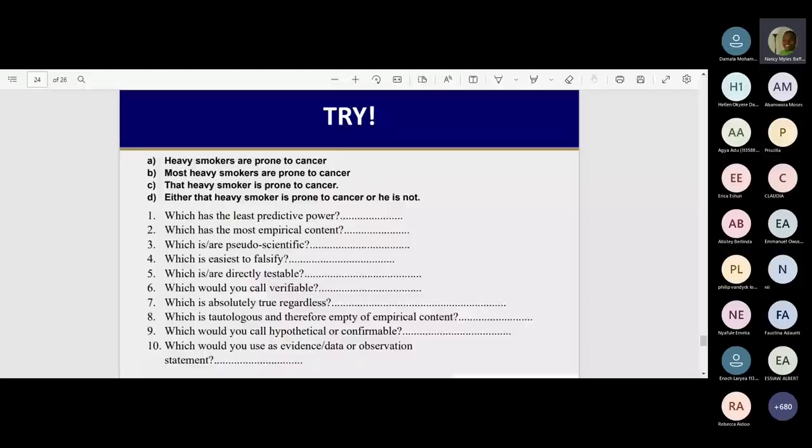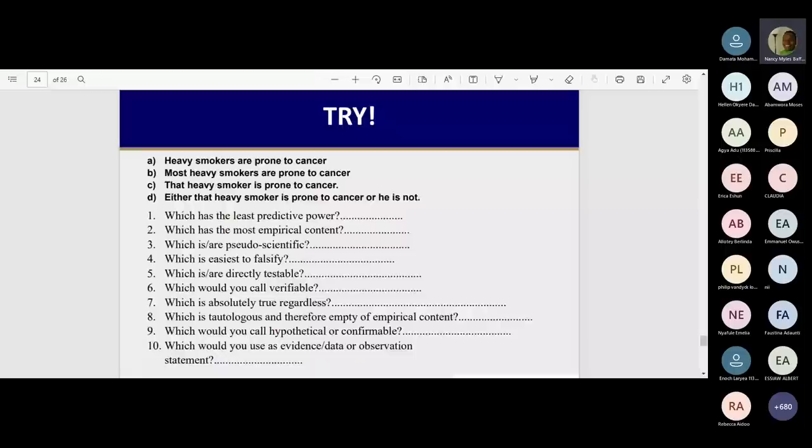A says heavy smokers are prone to cancer. Reference class infinite, and there is no exception. So A is an example of a universal generalization or a law-like generalization. Every member in the set is affected by that attribute. B says, most heavy smokers are prone to cancer. It is still a generalization, but it's a statistical one.